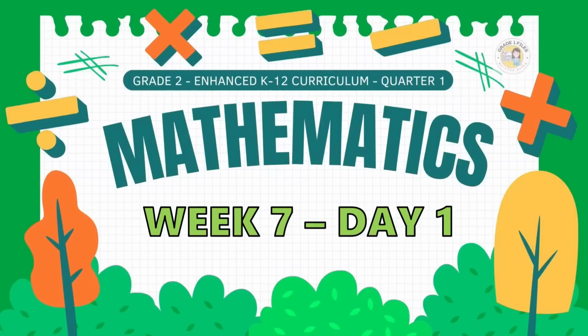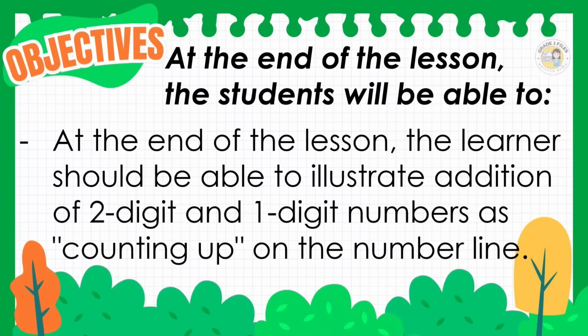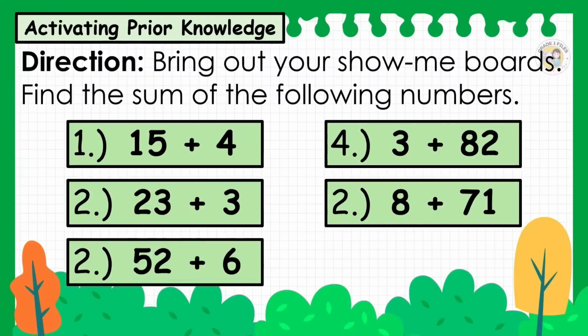Mathematics, Grade 2, Quarter 1, Week 7, Day 1. Objectives. At the end of the lesson, the learner should be able to illustrate addition of 2-digit and 1-digit numbers as counting up on the number line. Students, bring out your show me boards. Find the sum of the following numbers.